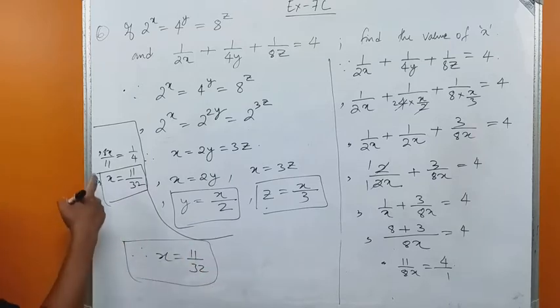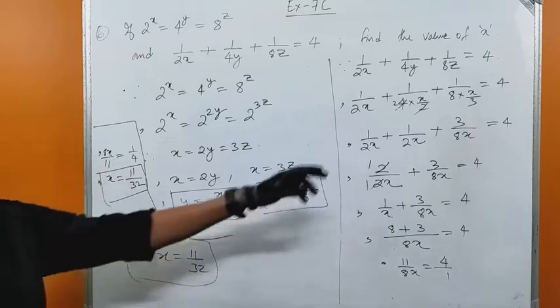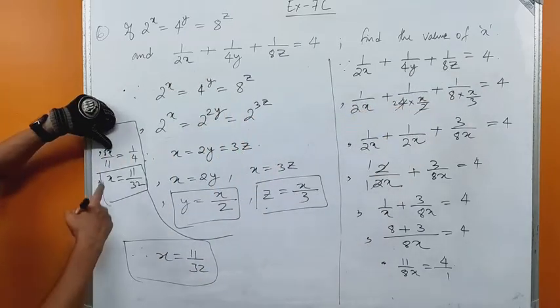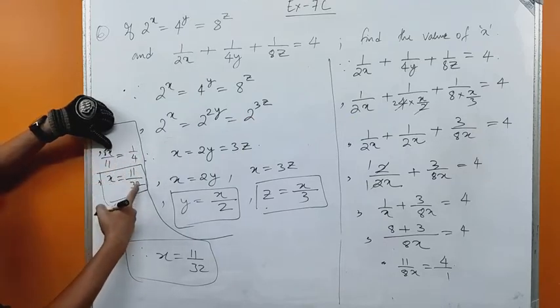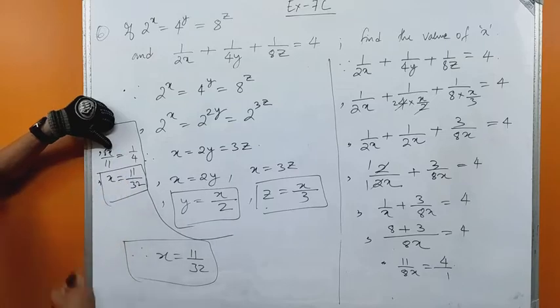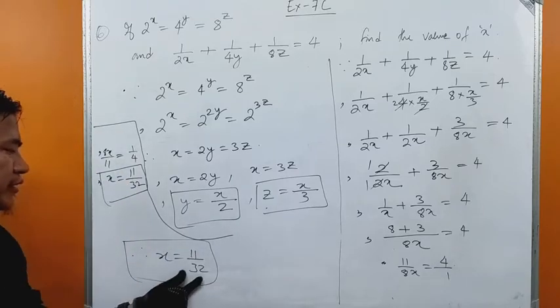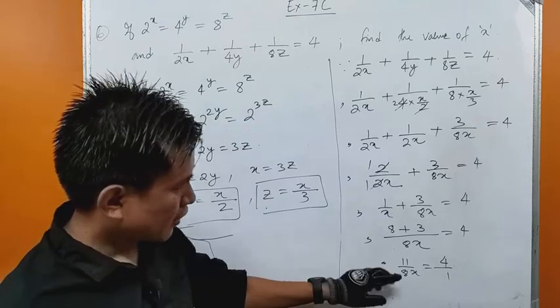I hope you got this. We cross multiply this. 11 ones are 11, 8 fours are 32. x we leave in the left hand side because we are asked to find the value of x, and we take these numbers to the right hand side. x equals 11 by 32. This is a proper fraction because the number in the denominator is greater than the numerator, so we need not change this into a mixed fraction.